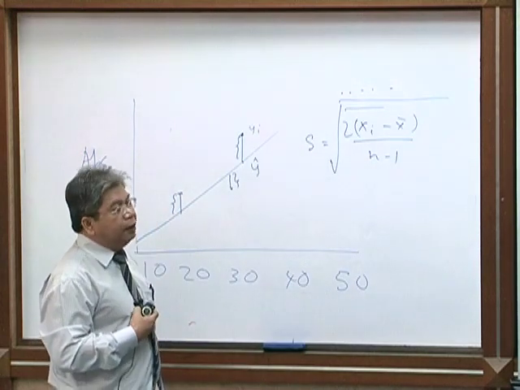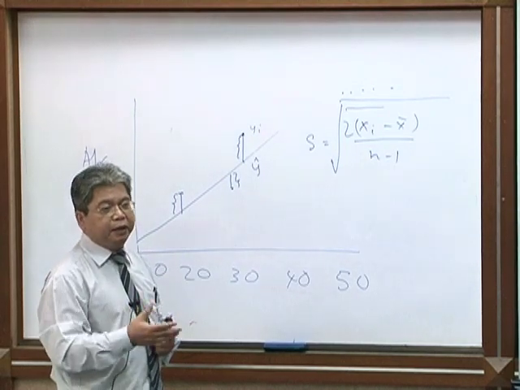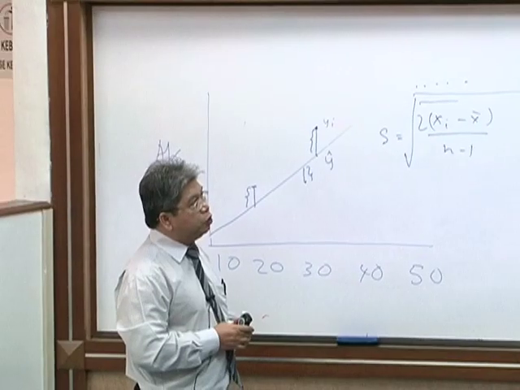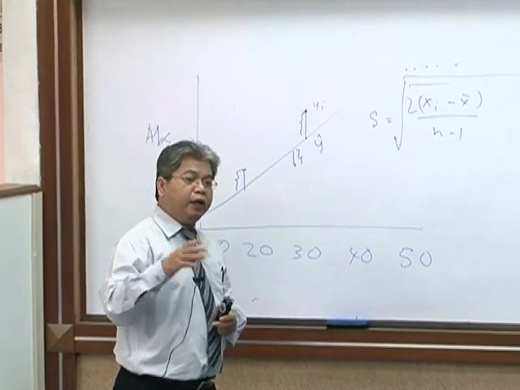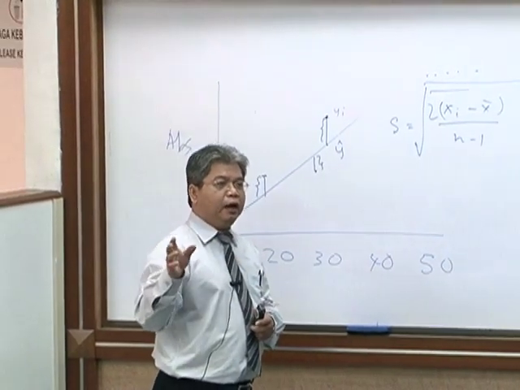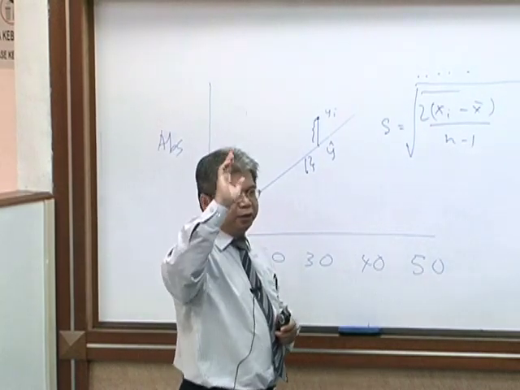Okay, the other parameter that we can use to measure how good our line is is the correlation coefficient R. The correlation coefficient R is a parameter to show correlation between y and x. When we say y and x are highly correlated, meaning that we increase x, y also increases.